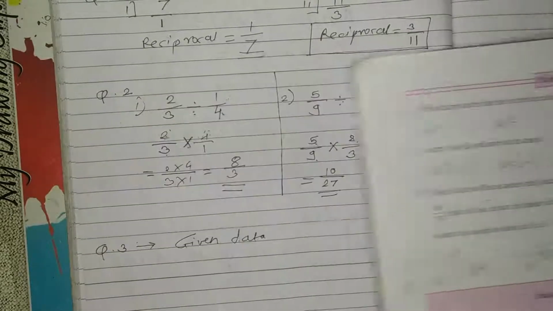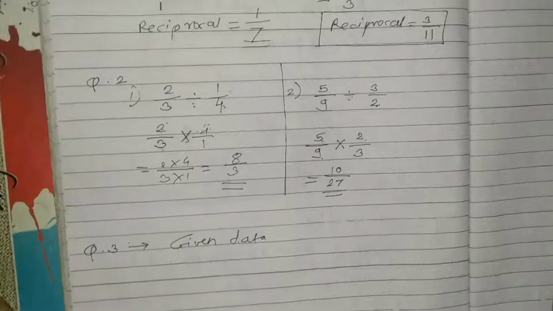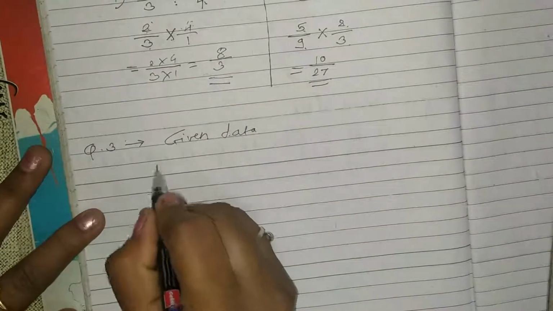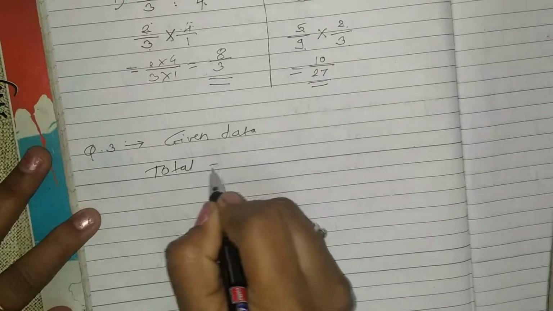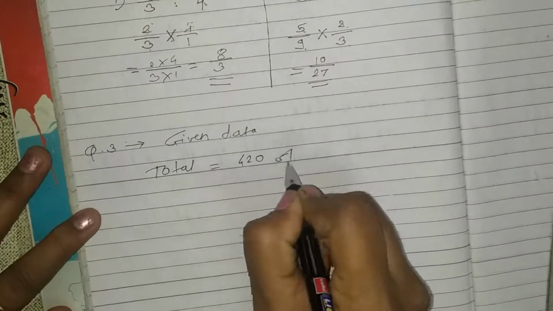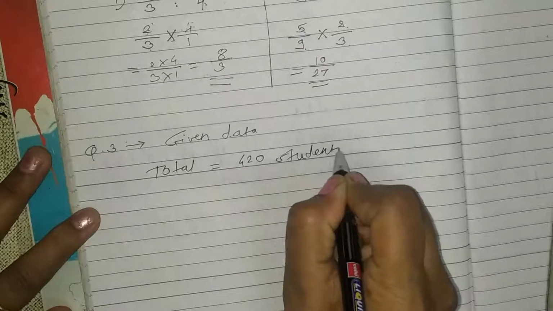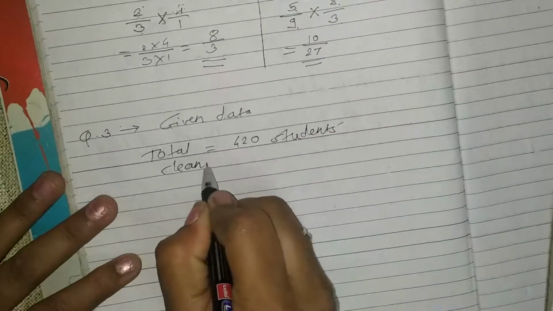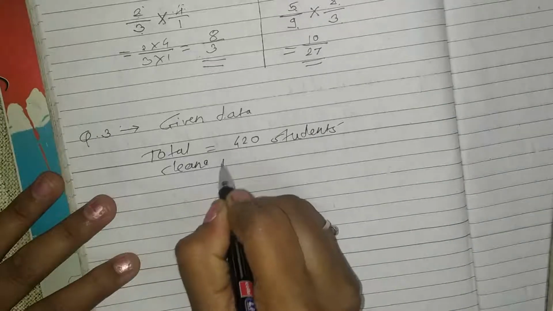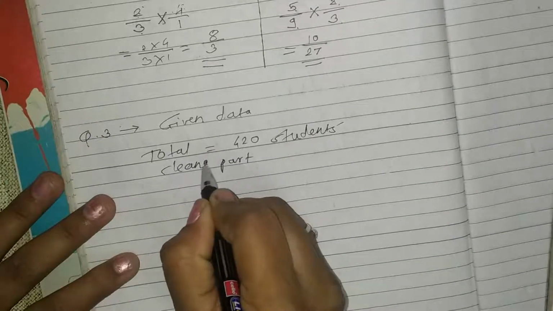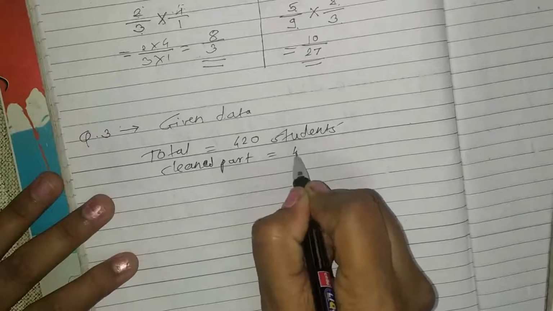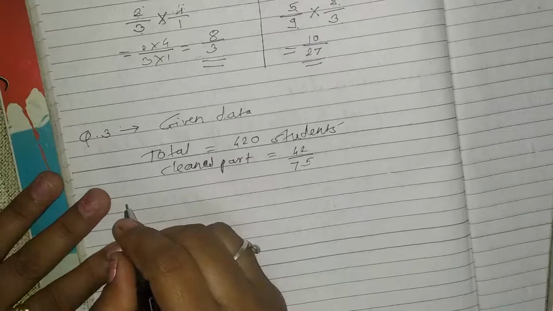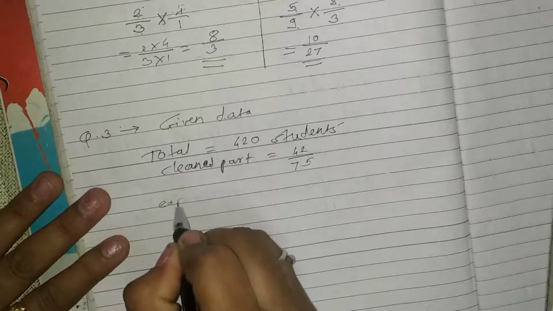So in a very simple way I will show you how to solve the problem. As you are given data, we'll write first total students, 420 students, then cleaned part 42/75 by each student.